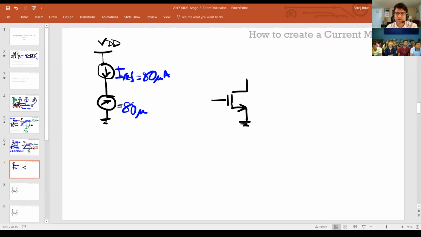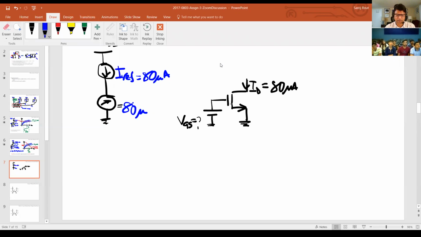And let's ground this in reference to ground. I say, okay, what is this VGS value that will make this ID equal to 80 microamps? And I'll just take, I think, one of the examples we have.